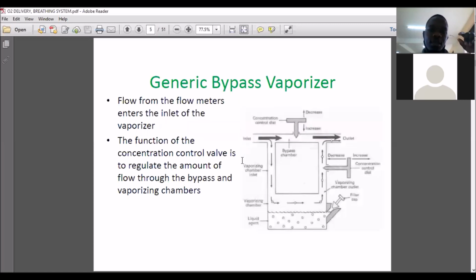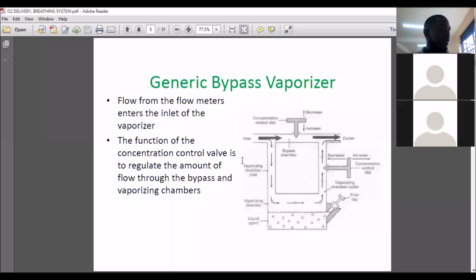As we can see here, the vaporizer has an inlet that is bringing in either oxygen or air, and when it is taking out, part of the air goes down, picks up the anesthetic agent, and comes back to the mainstream. So the flow from the flow meters enters the inlet of the vaporizer. You know, the flow here at the generic bypass vaporizer.